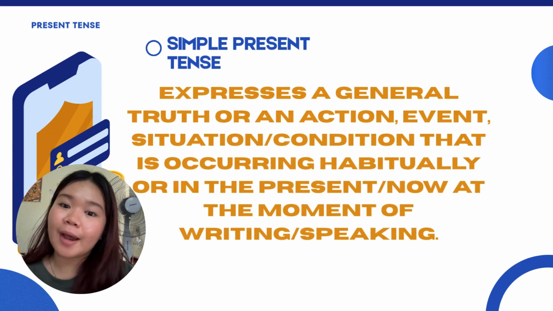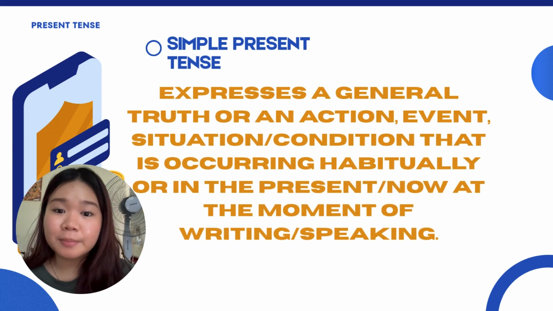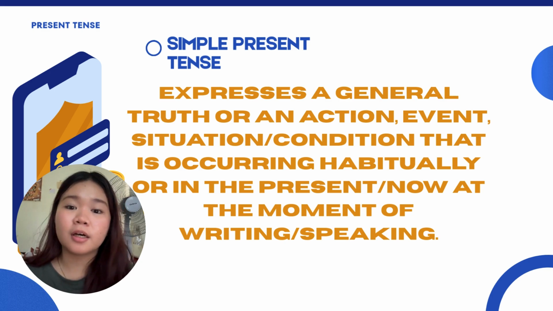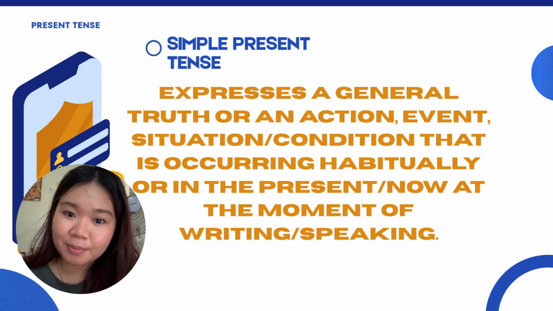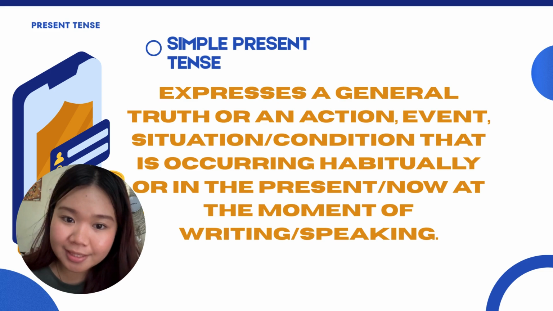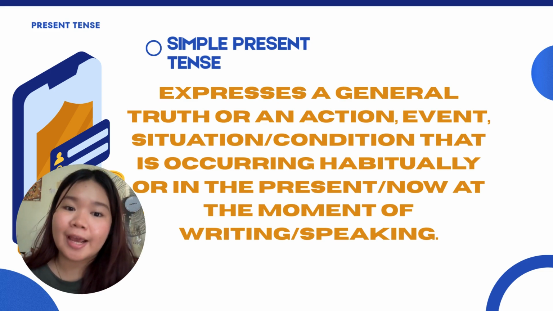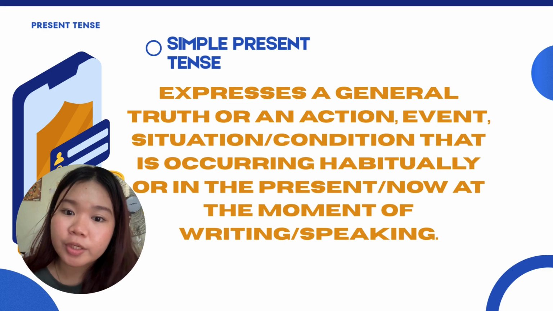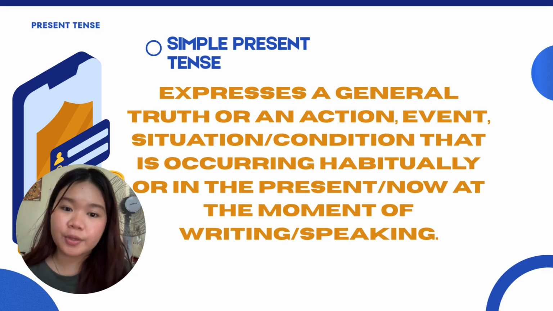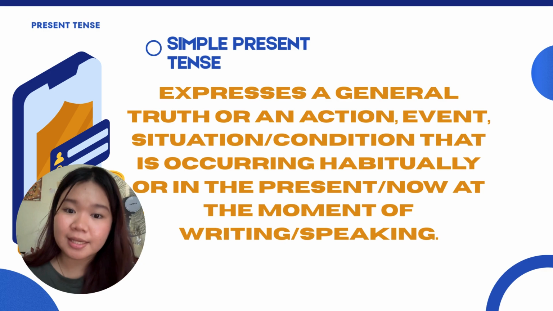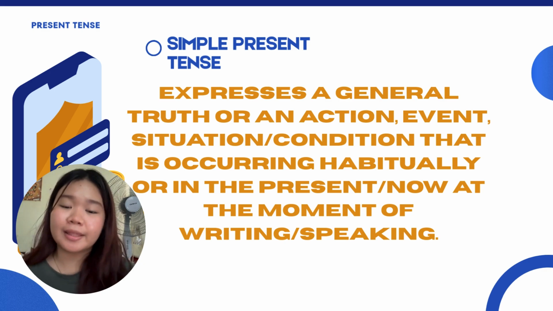All right, so now I will be explaining a little bit further about what is simple present tense. Basically, a simple present tense expresses a general truth or an action, event, situation or condition that is occurring habitually or in the present, now at the moment of writing or speaking.